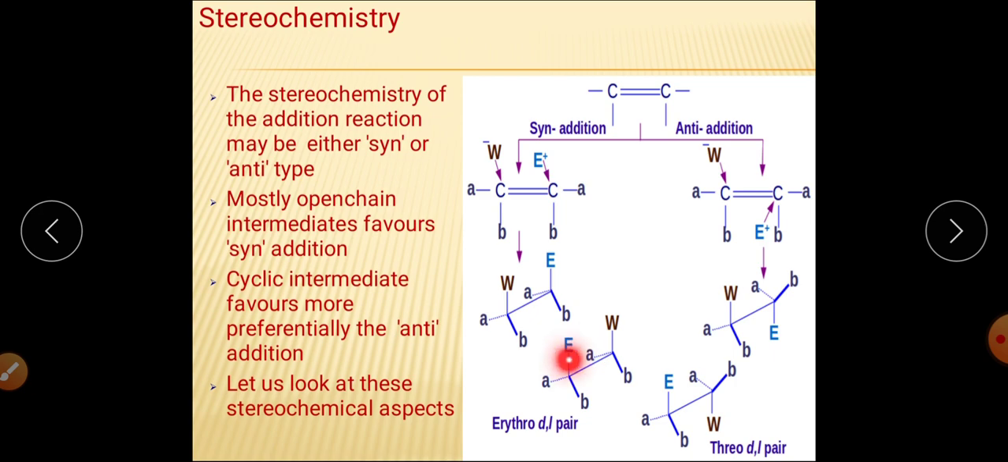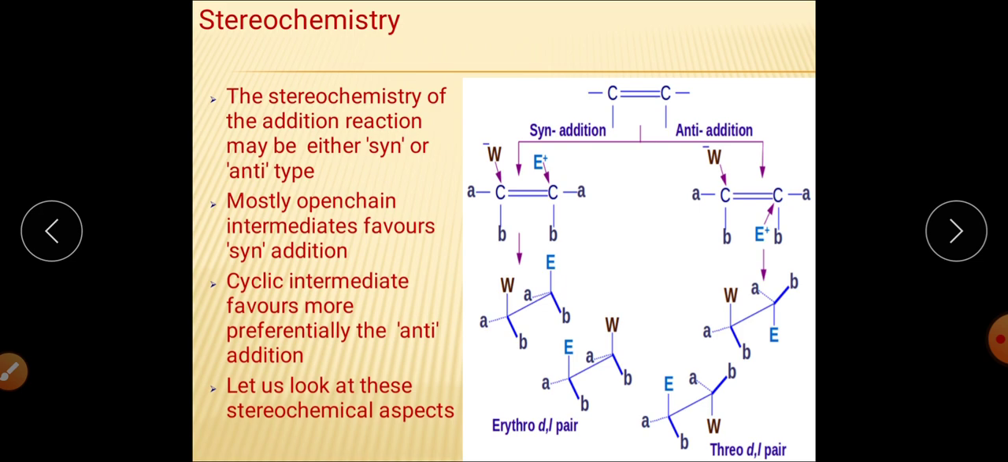Now you can see that here E and W are different, but if we are talking about a bromination or chlorination reaction, then W and E, the electrophile and the nucleophile for the addition reaction, are both the same. At that time, in terms of stereochemistry, this erythro pair will be the meso compound, because it now contains a plane of symmetry, right? So you get the meso compound in that particular case. This is the generalized rule for stereochemistry. We will discuss the stereochemistry during the course of reactions as well.